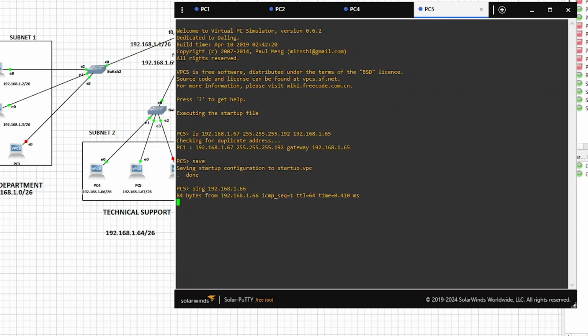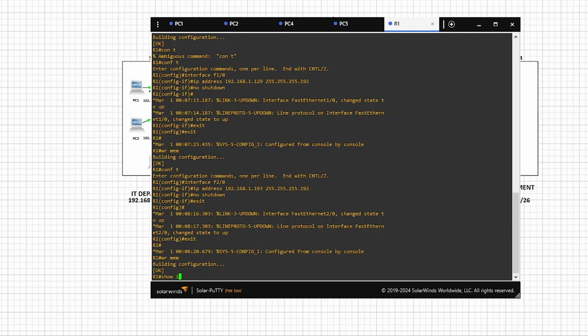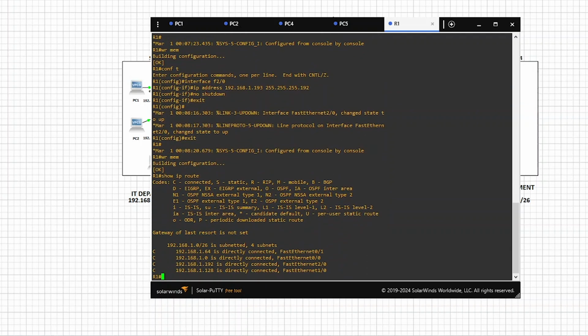This is exactly how enterprise networks are designed. We can run show ip route to verify our network. You should have the result below.